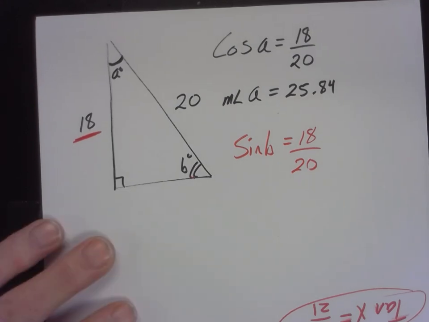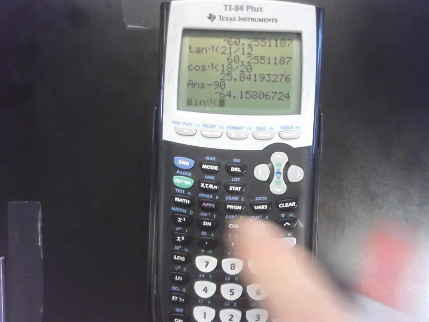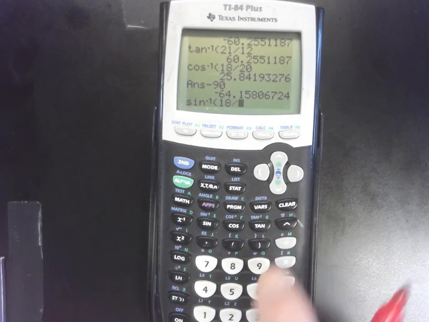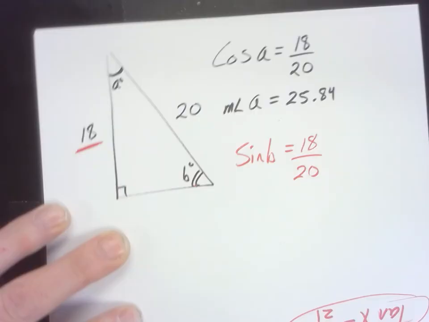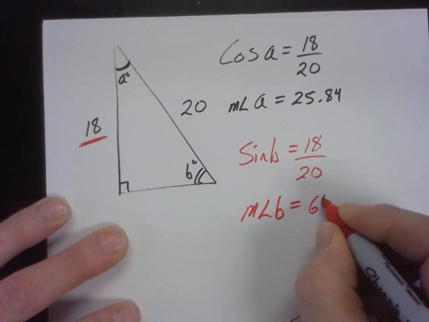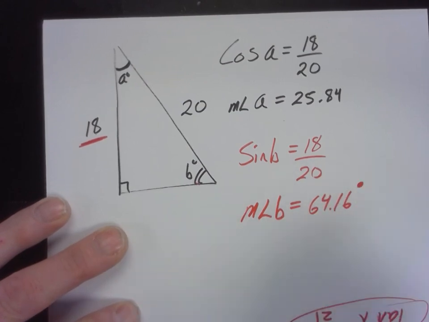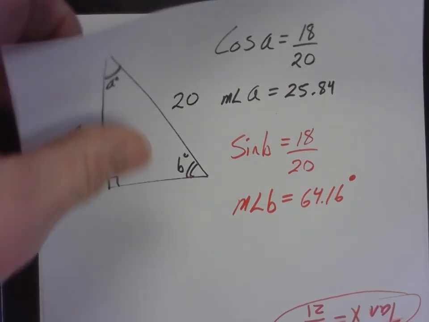So let's see if this actually works. The inverse sine of 18/20 is it 64.16 degrees? Heck yeah, it is, right? So make sure you say the measure of angle B equals 64.16 degrees. Okay? Make sure you do things right. So there you go. When do you use the inverse function? There you go. Okay. So, assignment today.